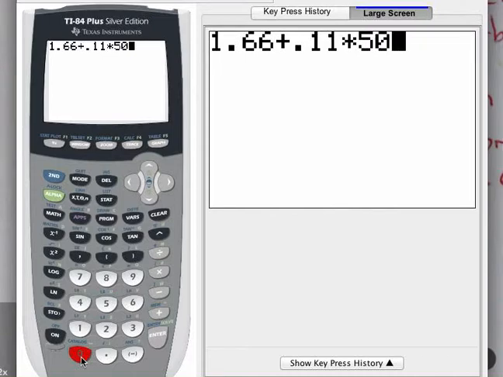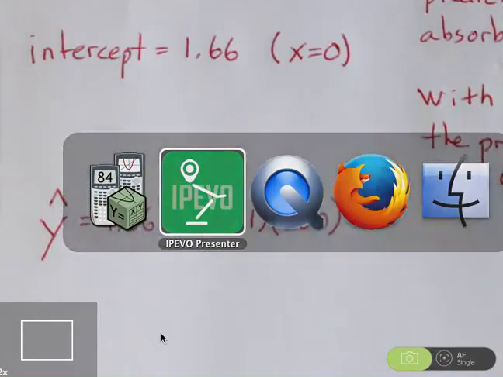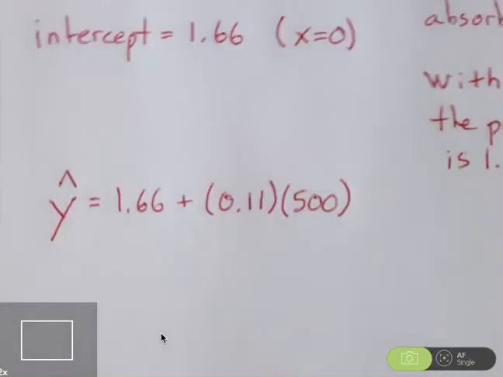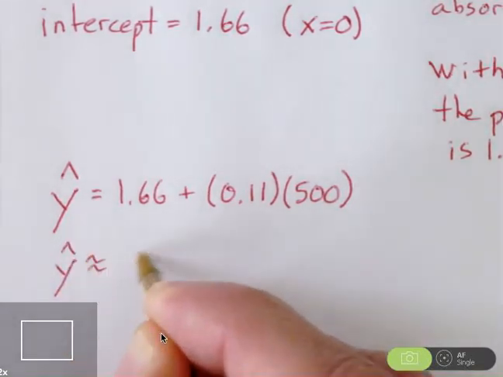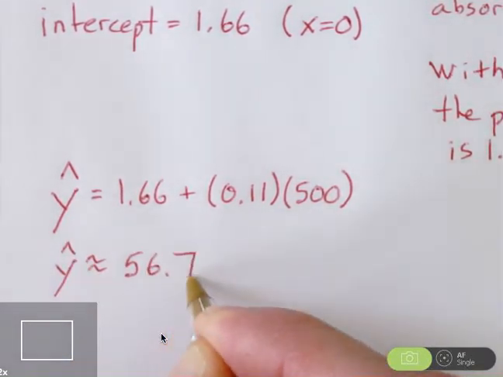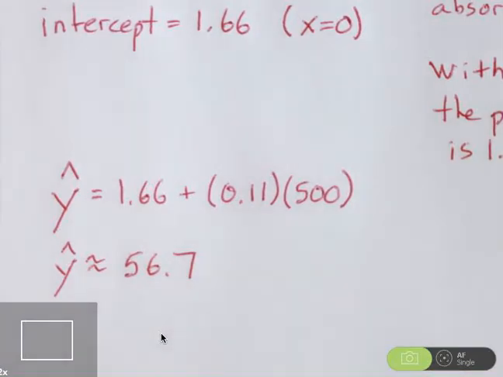This will give me my estimate, my prediction. My predicted absorbance would be 56.7. That's it. So my y hat is approximately 56.7. That's all that part C involves.